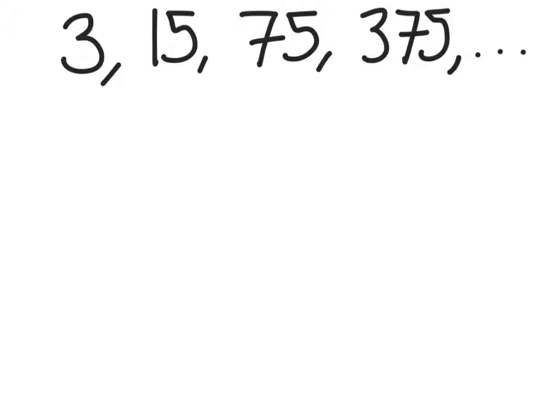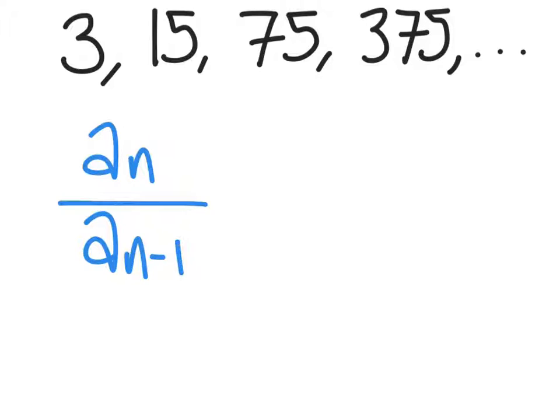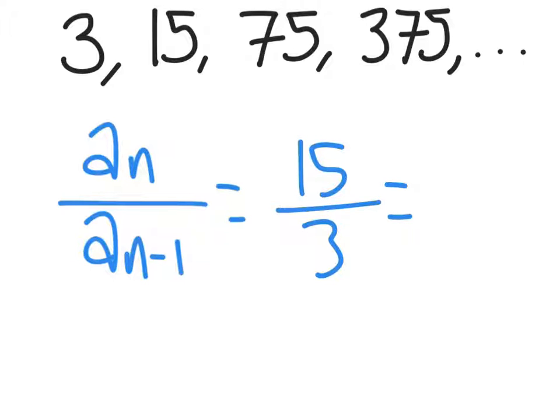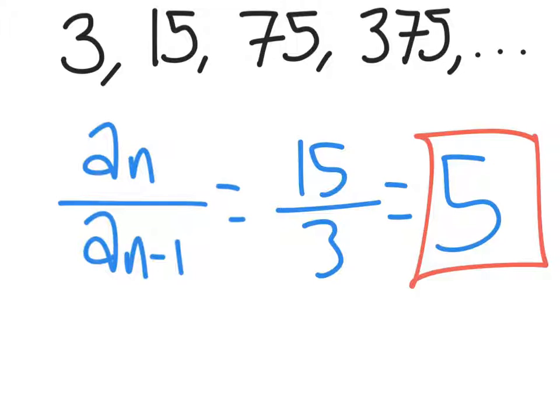Well, I remember that we've got that formula, right? It's a sub n divided by a sub n minus 1, which is the same thing as one term divided by the previous term. So let's say that we're going to use 15 as an example. It's going to be 15 divided by 3, and that, of course, is going to give us 5. So 5 is our ratio. Tremendous.